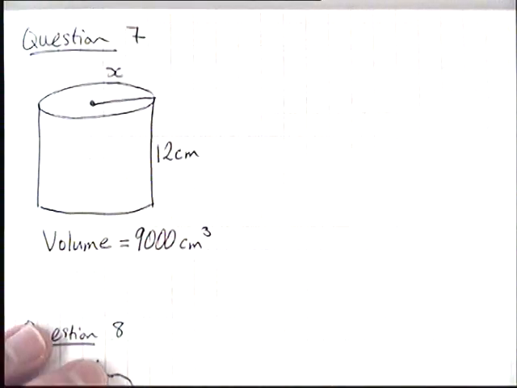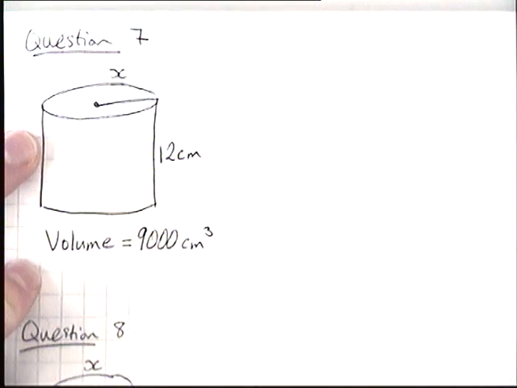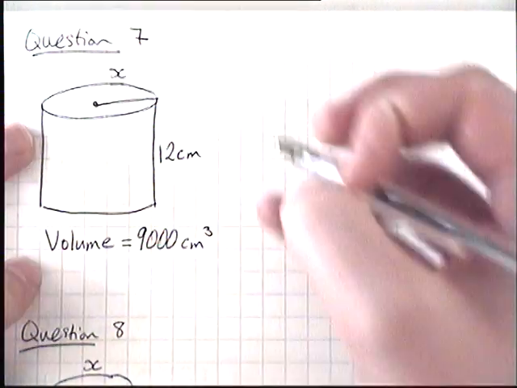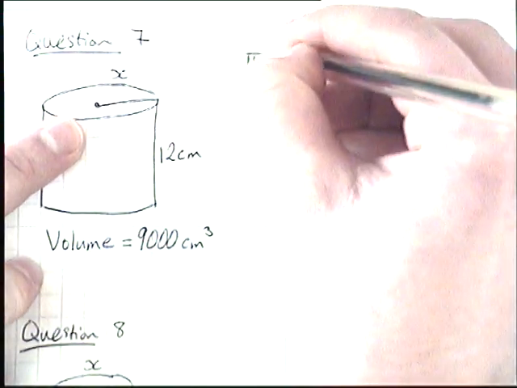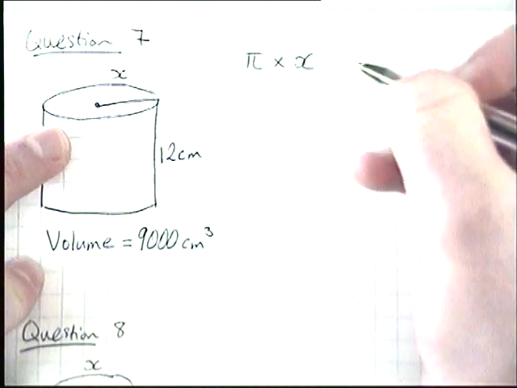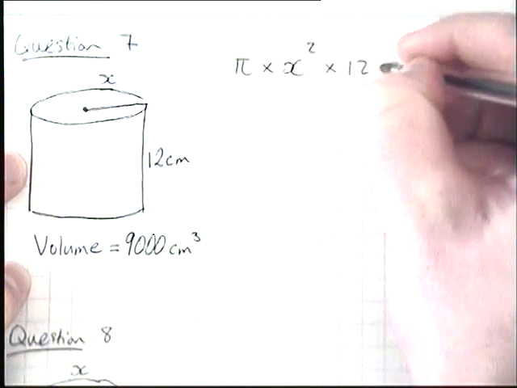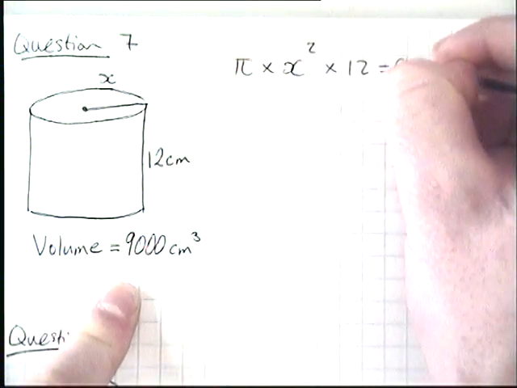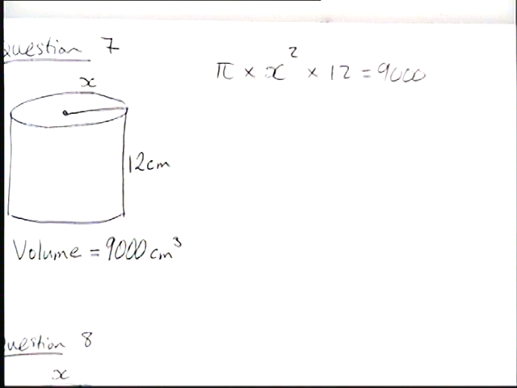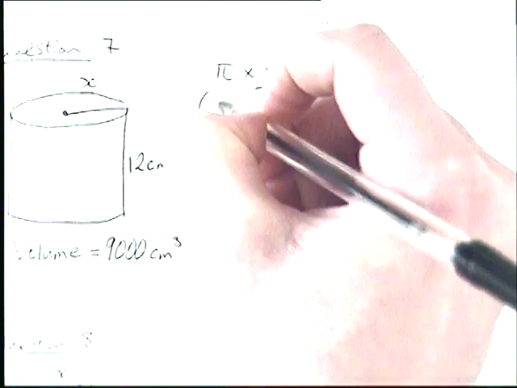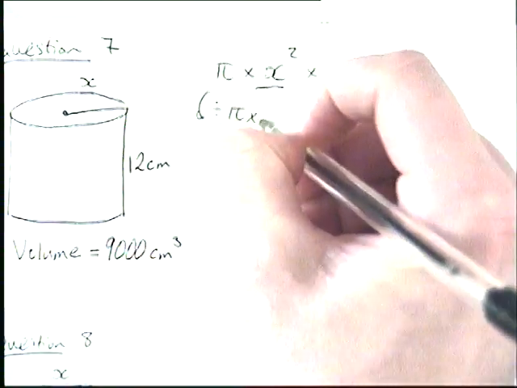Question 7, this time we're trying to find the radius. So again, we're going to substitute in all of the information we know into our volume of a cylinder formula. So we've got pi times the radius squared, which is expressed in terms of x in this question, times by the length of 12, and that's all equal to 9,000 centimeters squared. We need to isolate the x squared and get that all on its own on the left-hand side of the equals. So we are going to divide both sides by pi times 12.